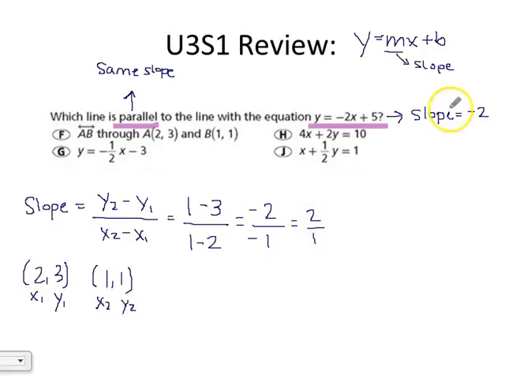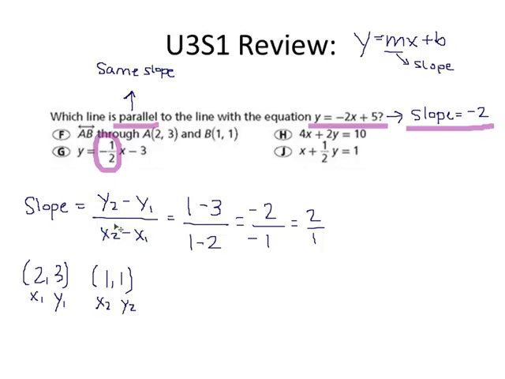So that's not the same slope as what we're looking for up above. We need to find a negative 2 slope. So that would not work. F is not an option. What about G? We've got an equation already in slope-intercept form. What is the slope of that line? It's negative 1/2. So that is not the same as negative 2. So that would not be parallel.